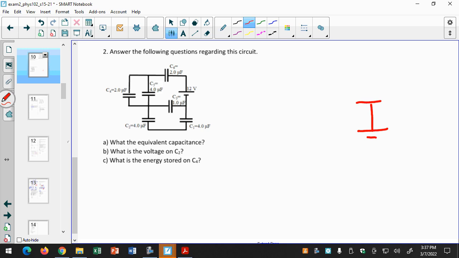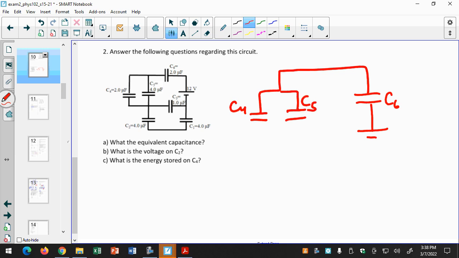So here's my C6. This is C4 and C5. They come back together, and then something else happens. So this is where they come back together. Okay? You'll see how these wires come back together at this point? That's this point right here. But then notice they split up again. And one of those branches has just the 1 microfarad, and then the other has these two.